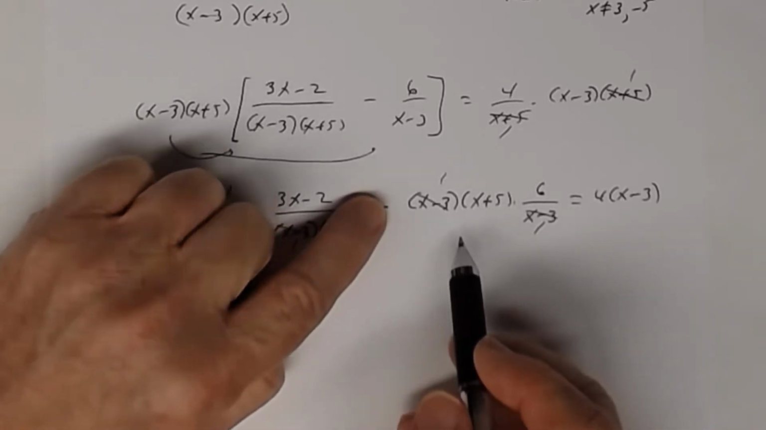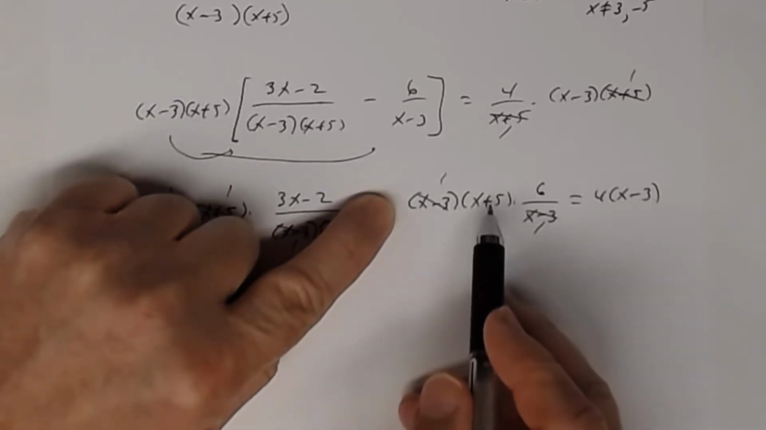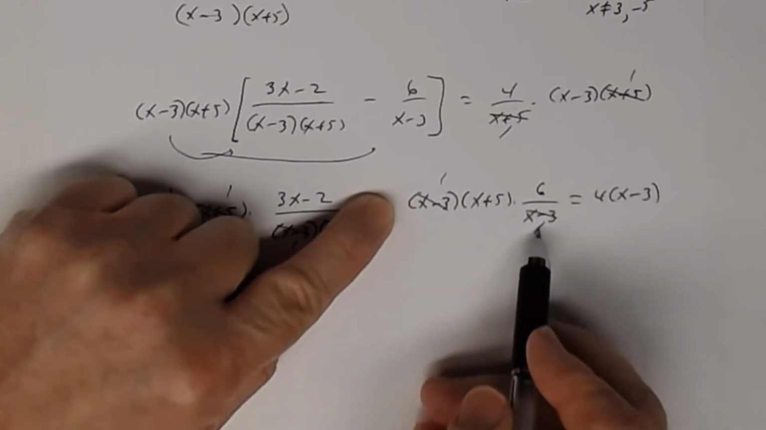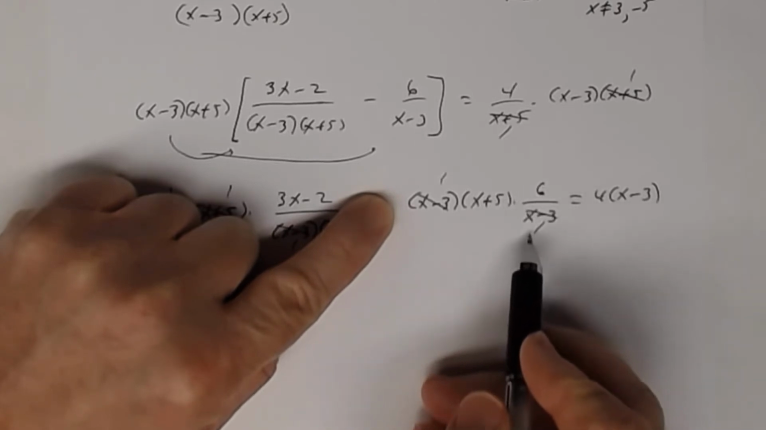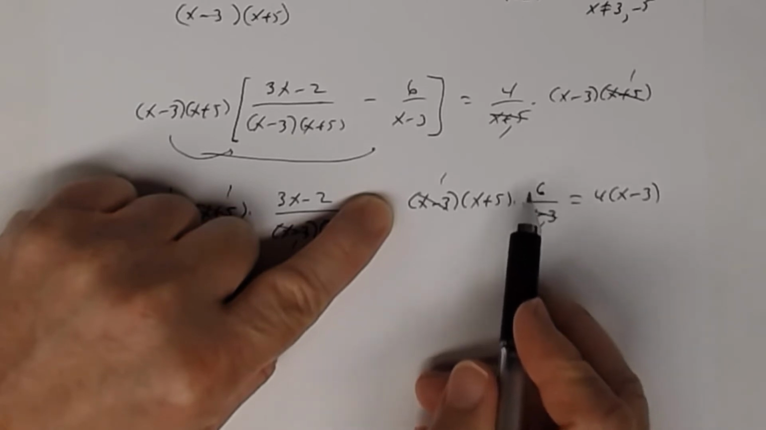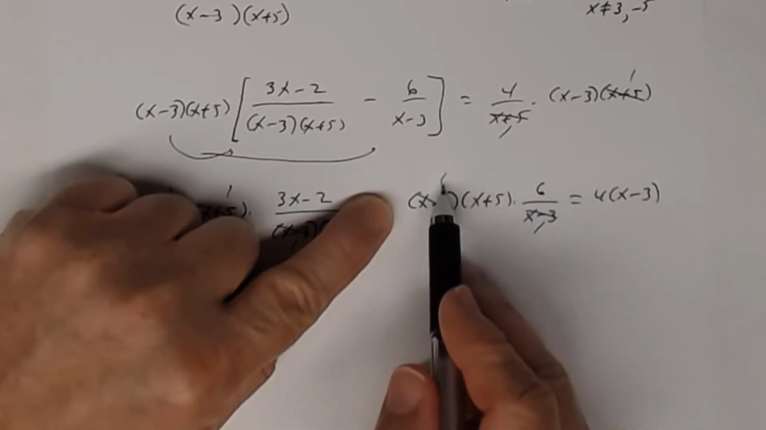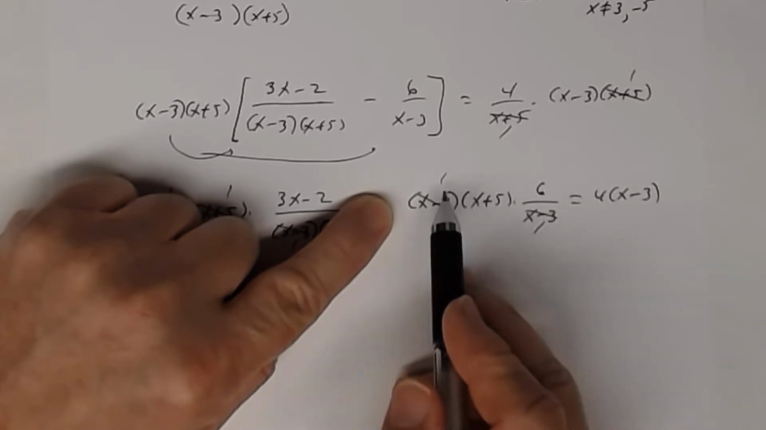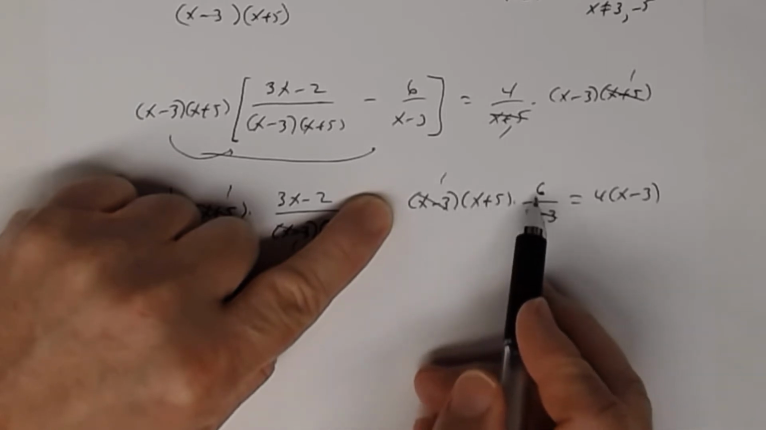So I have 1, just forget about the subtraction right now. I have 1 times x plus 5 times 6, right? That's a 6 right here. 6 divided by 1 is 6. Multiplication is commutative. The order in which you multiply does not matter. So I have 3 factors that are being multiplied together: 1, x plus 5, and 6.